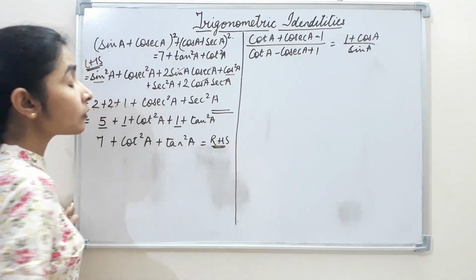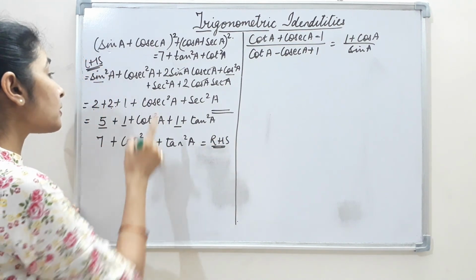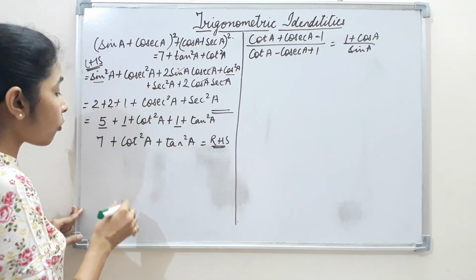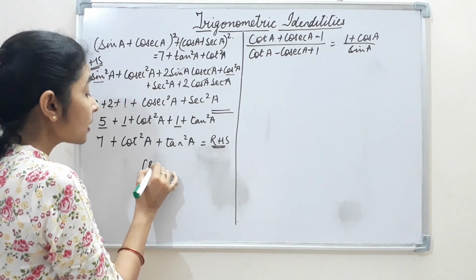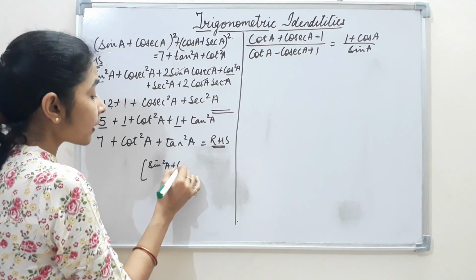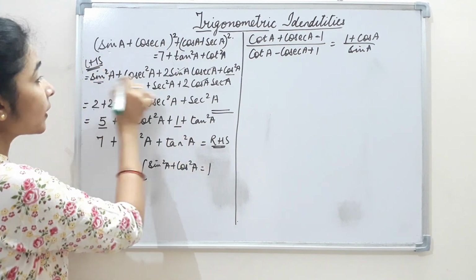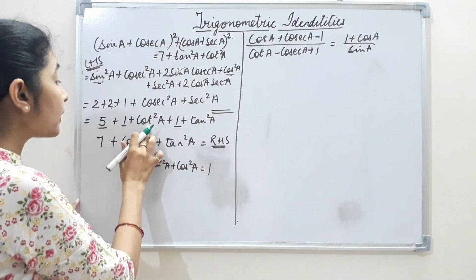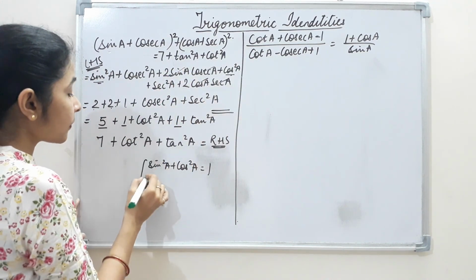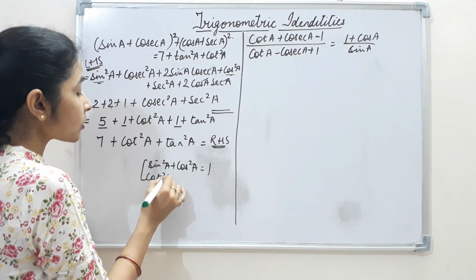This is a very important question. It is always asked in the board. This is the type of question in which all the three identities are being used. Sine square A plus cos square A is equal to 1 is used here. In the first step, here itself we have changed it into 1. In the second step, we have used both the identities.